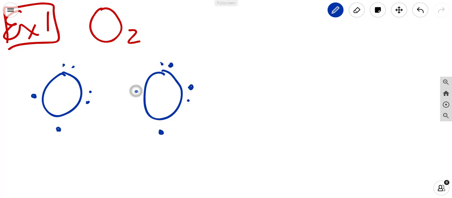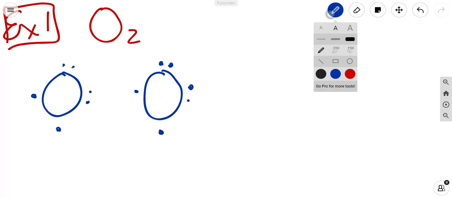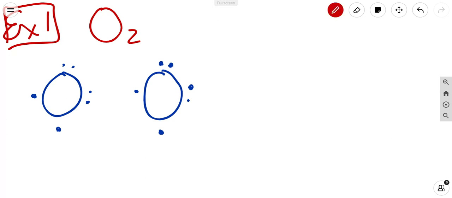All right. Now, take a look at each oxygen. This oxygen over here on the left needs an electron here, and it needs an electron here. The oxygen atom on the right needs one here and one here. They both need 2. This is different than bromine. Each bromine only needed 1. So these guys need 2.